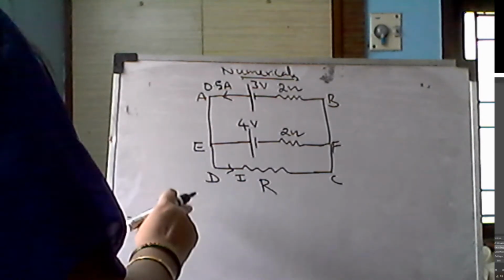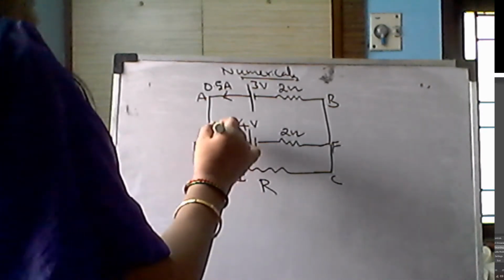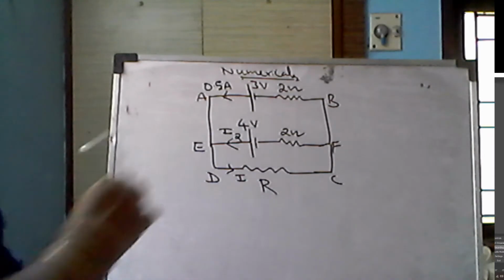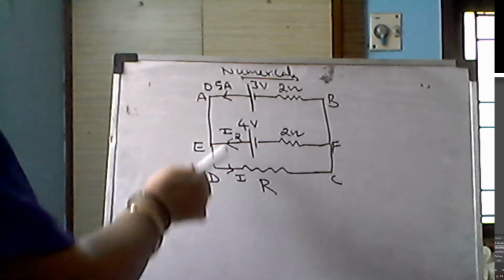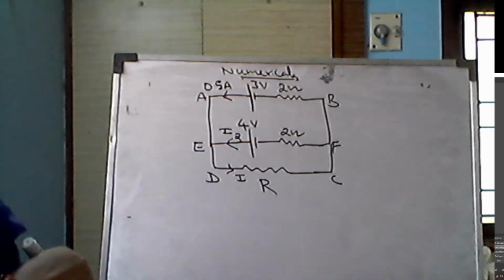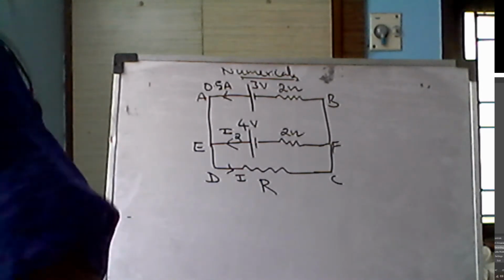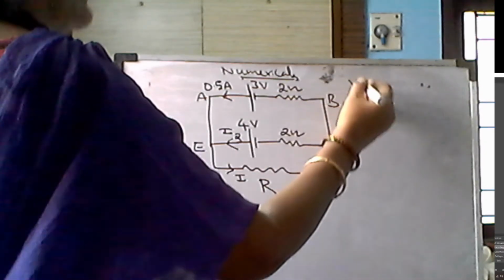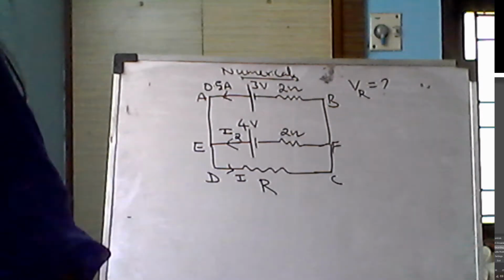Now you have to find out this I2, and you know that this I will be this plus this. If you consider I1 as 0.5 ampere, I1 plus I2 is I. You are supposed to find out the voltage drop across R. You don't know what R is, so the voltage drop across R you have to find out.